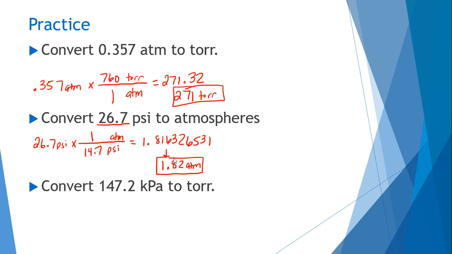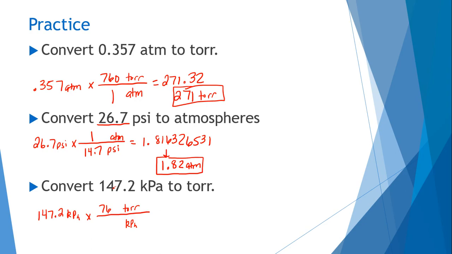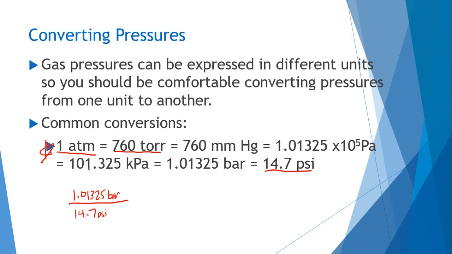Our last example, again, you can pause this and try it. I wanted to throw this last example in here because right now we've been working with a number where it's like 1 atm. But what if there are 2 numbers here? So we have 147.2 kilopascals. Okay, that's what I start with. We're going to set up our conversion. We want to get rid of kilopascals and go to torr. Again, we have to go back to the previous slide and look at this relationship. Torr is 760. So we're going to fill that in. Kilopascal is 101.325.